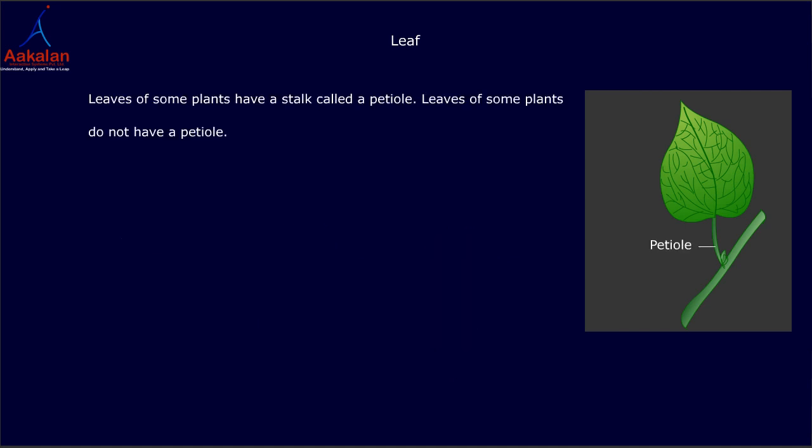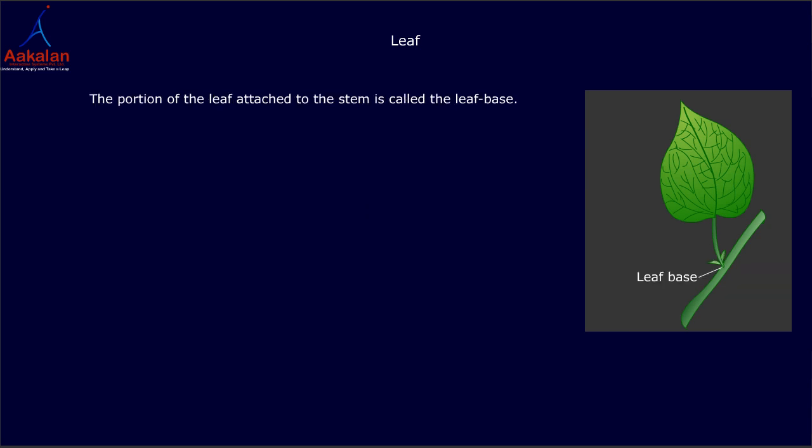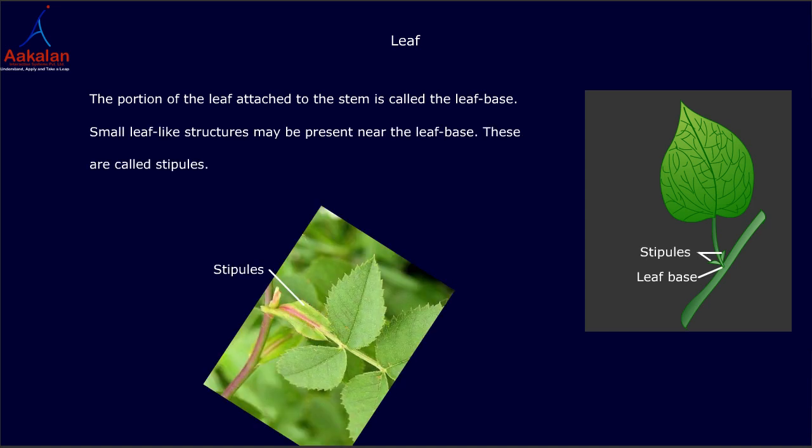Leaves of some plants have a stalk called a petiole. Leaves of some plants do not have a petiole. The portion of the leaf attached to the stem is called the leaf base. Small leaf-like structures may be present near the leaf base. These are called stipules.